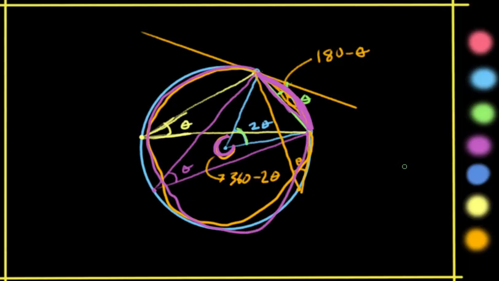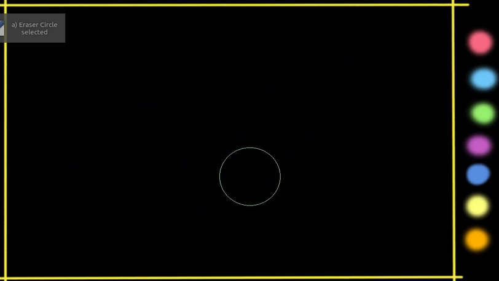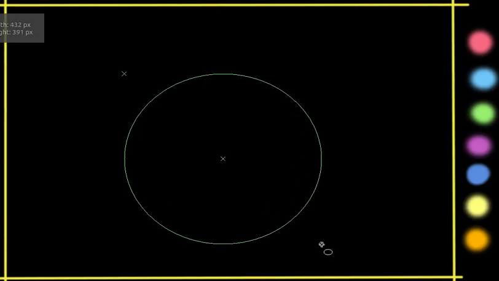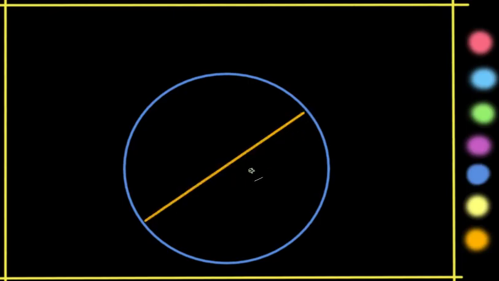But I want to talk about a special case where 2 theta is equal to 180 degrees. So let's go ahead and erase this and draw that special case here. Let's grab a new circle, and we're going to draw a diameter through the circle. Hopefully that's pretty close to a diameter there. If it's a diameter, then it includes the center of the circle, and that means I can look at this angle here. This angle is 180 degrees.